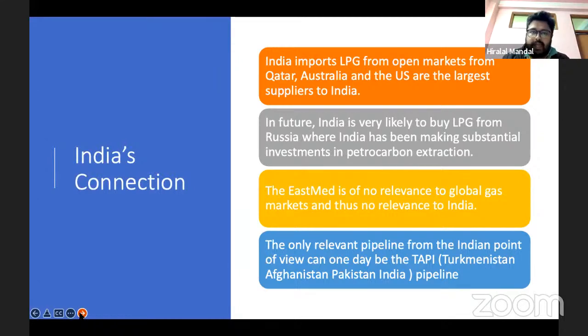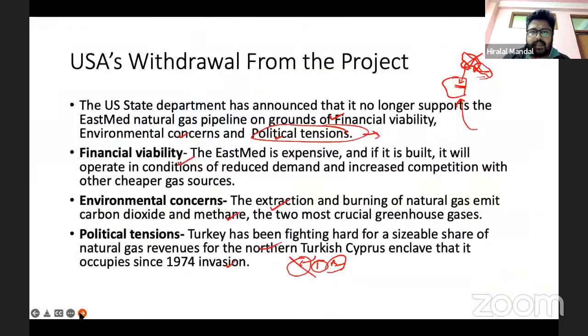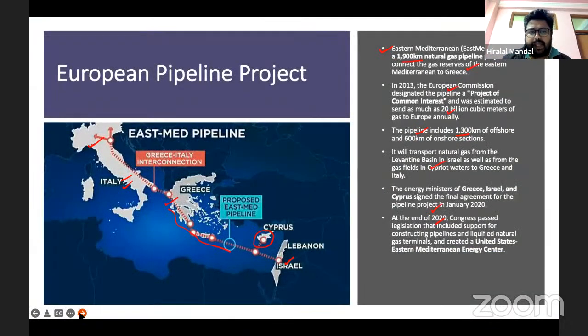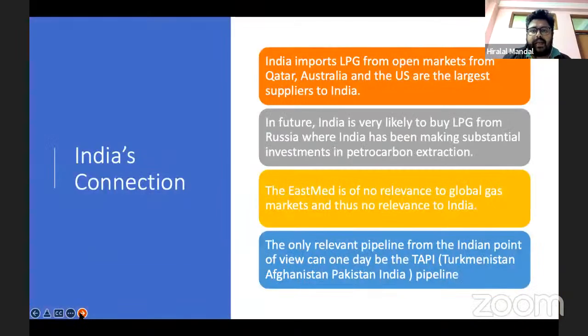Okay, of course, when it comes to India, India has no direct role when it comes to the European pipeline project. It has nothing to do with the EastMed pipeline. But for India, the project which is more relevant is TAPI. Okay, so yesterday there was a discussion on the TAPI project as well with five Central Asian countries. So this is something which is relevant for the country. This TAPI project can ensure more supply of gas to India.